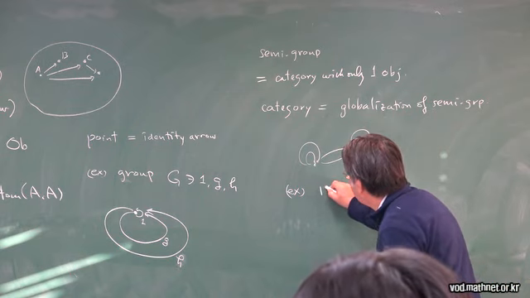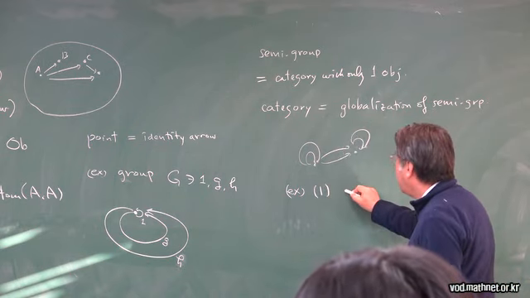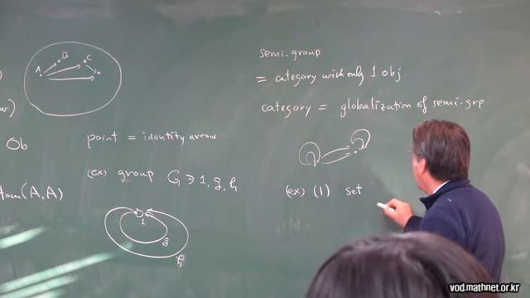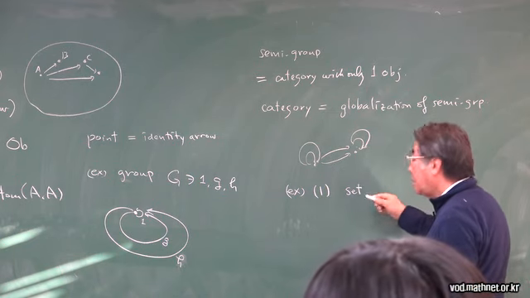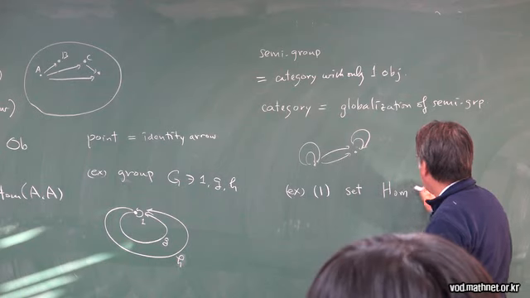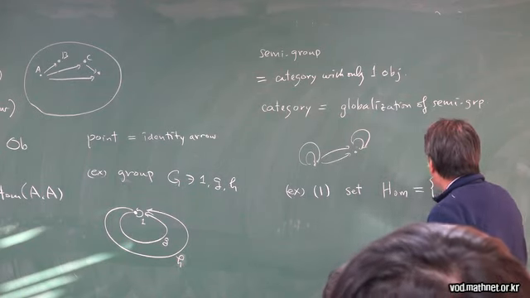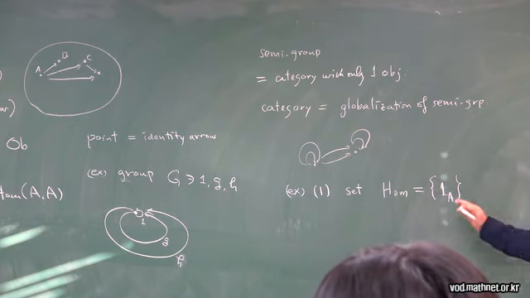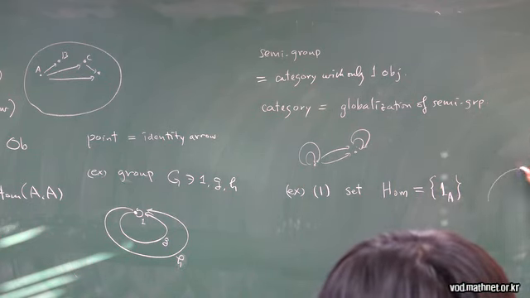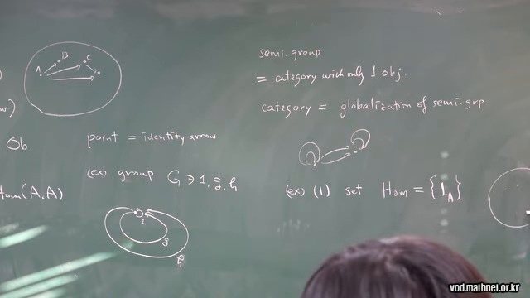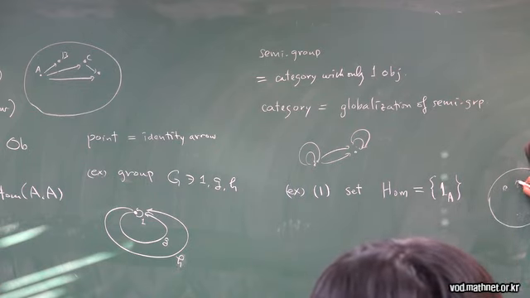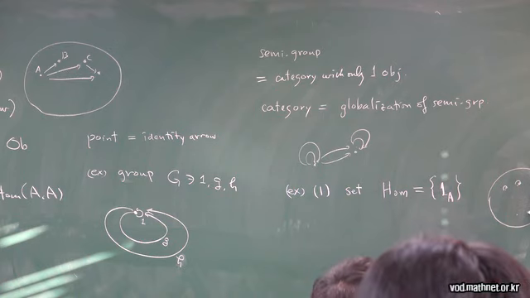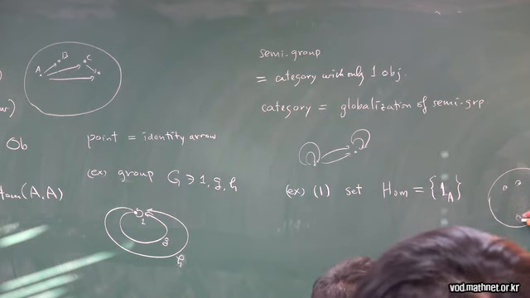I have some examples of categories. The first example is just a set. A set is a category where home is nothing but identity elements. So this is a set with a lot of points, and there are no arrows connecting points, just identity elements. This is one of the categories.